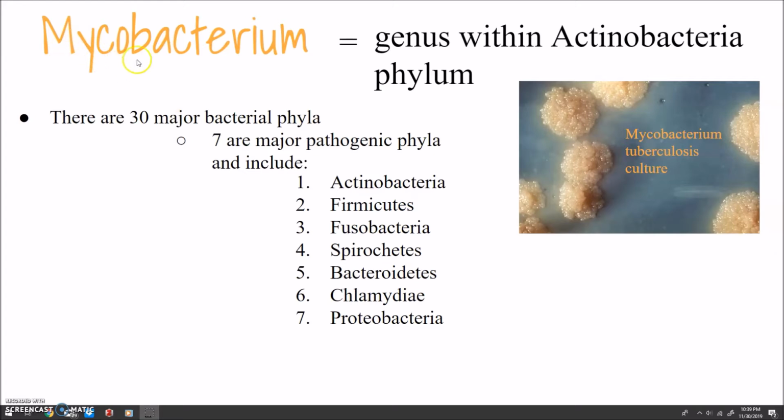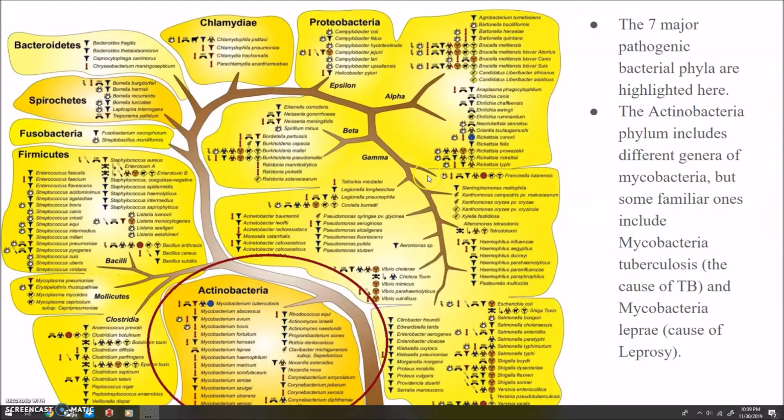Mycobacterium is a genus within the Actinobacteria phylum. There are 30 major bacterial phyla, and 7 of these are major pathogenic phyla. They include Actinobacteria, Firmicutes, Fusobacteria, Spirochaetes, Bacteroidetes, Chlamydia, and Proteobacteria. This is just an image of Mycobacterium tuberculosis in culture. This is just a type of Mycobacterium.